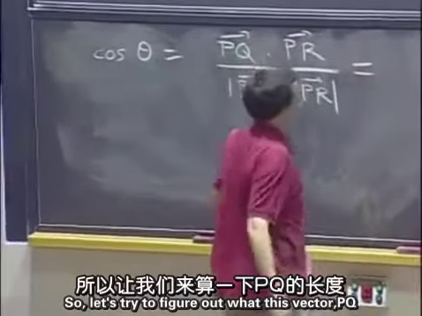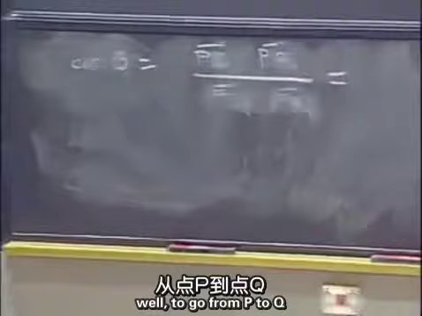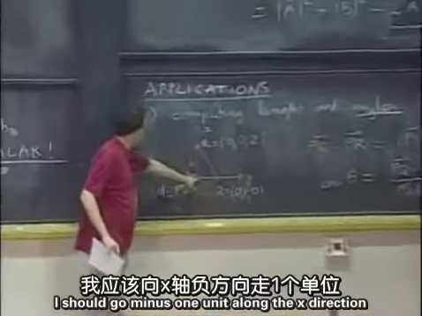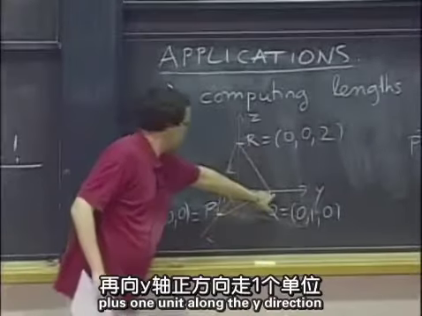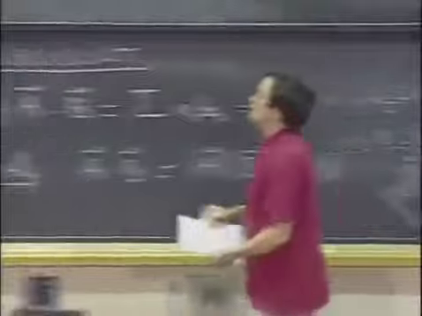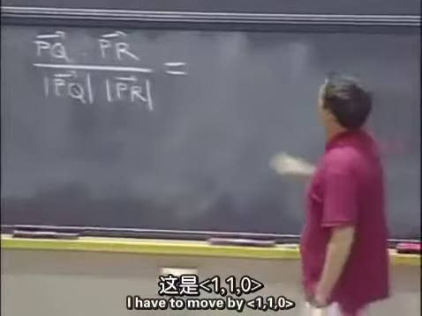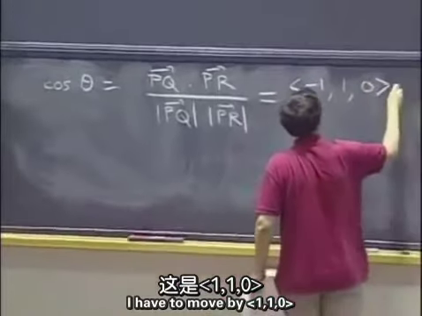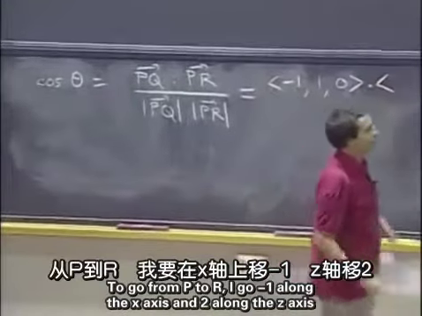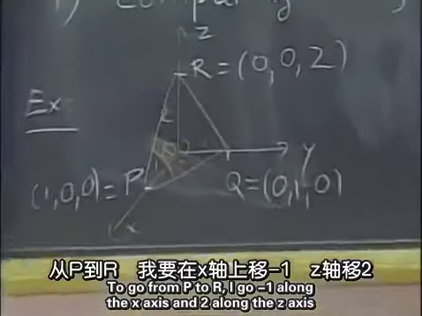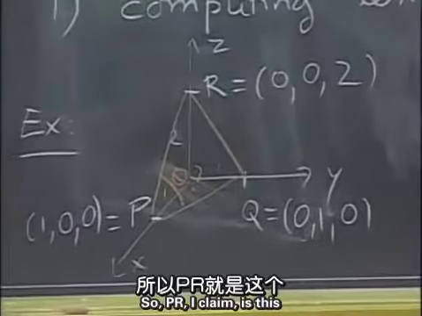So let's try to figure out what is vector PQ. Well, to go from P to Q, I should go -1 unit along the x direction, +1 unit along the y direction, and I'm not moving in the z direction. So to go from P to Q, I have to move by -1, 1, 0. To go from P to R, I go -1 along the x-axis, and plus 2 along the z-axis. So PR, I claim, is this. Okay?